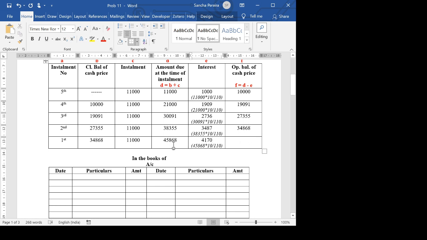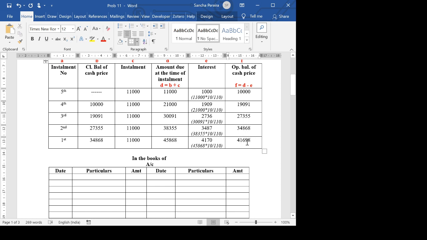Now, to get this amount, 45868 minus 4170, let's see how much we get. 45868 minus 4170, it basically comes to, you get here, just pay attention now, 41698. Okay, yeah, thank you, Rishvesh. You get 41698. Now, what we are going to do is we have reached the end.